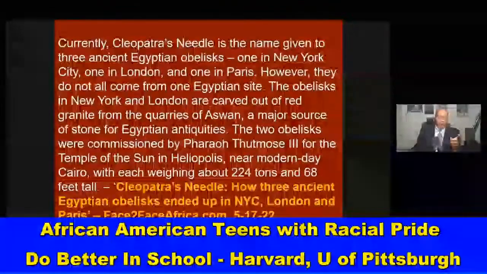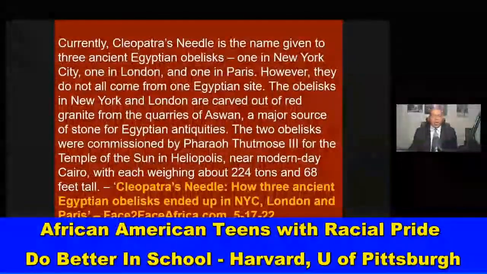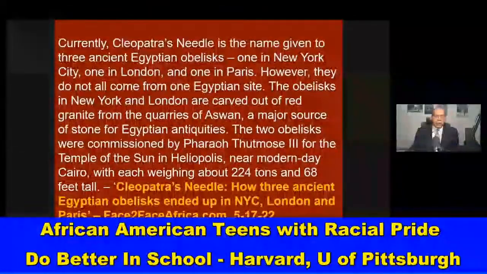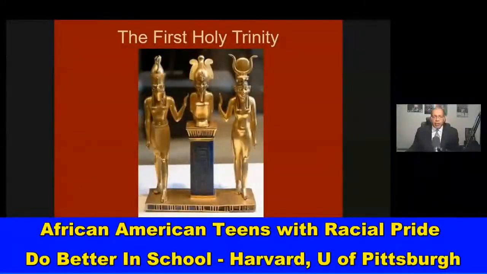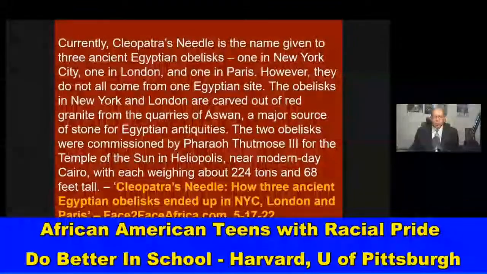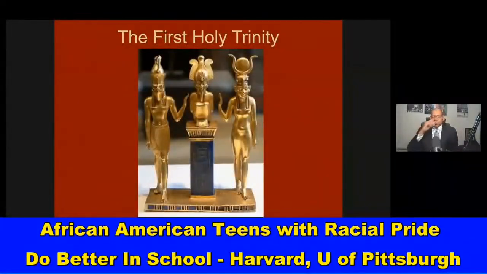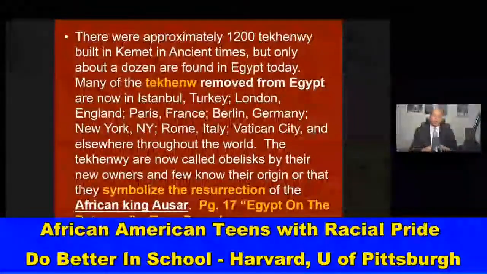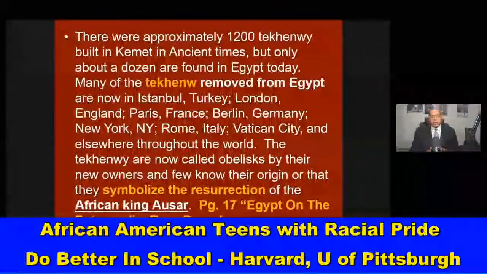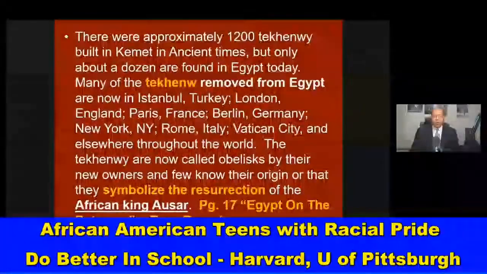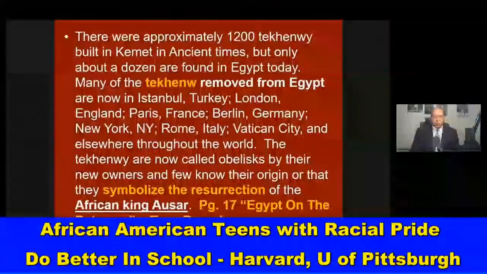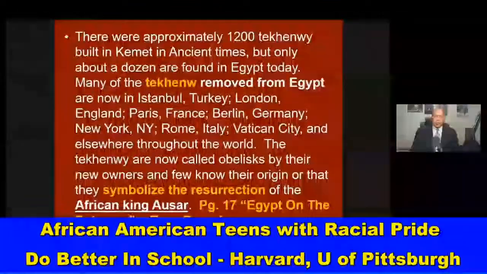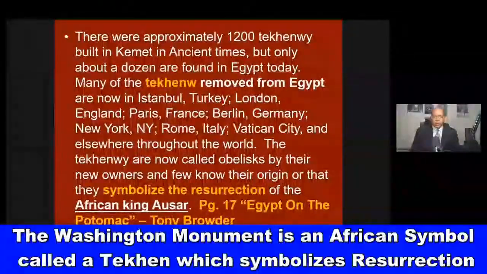There's a good article called Cleopatra's Needle, how 3 ancient Egyptian obelisks ended up in New York City, London, and Paris, France. And the tekken, or the obelisk, comes from the story of Asar, Aset, and Heru, who the Greeks called Osiris, Isis, and Horus. There were approximately 1,200 tekkenu built in ancient Kemet, but only about a dozen are found in Egypt today. Many of the tekkenu removed from Egypt are now in Istanbul, Turkey, London, England, Paris, France, Berlin, Germany, New York, Rome, Italy, Vatican City, and elsewhere throughout the world.